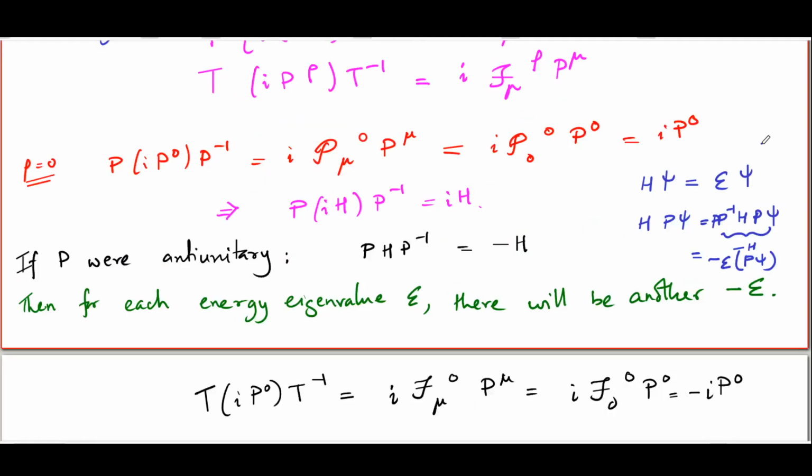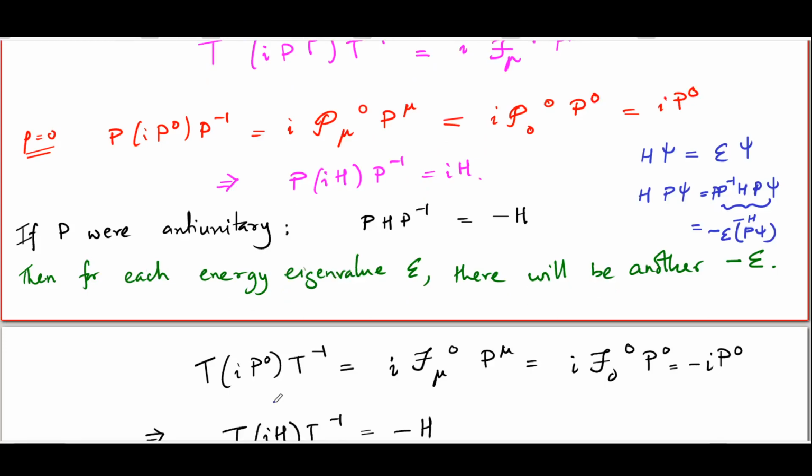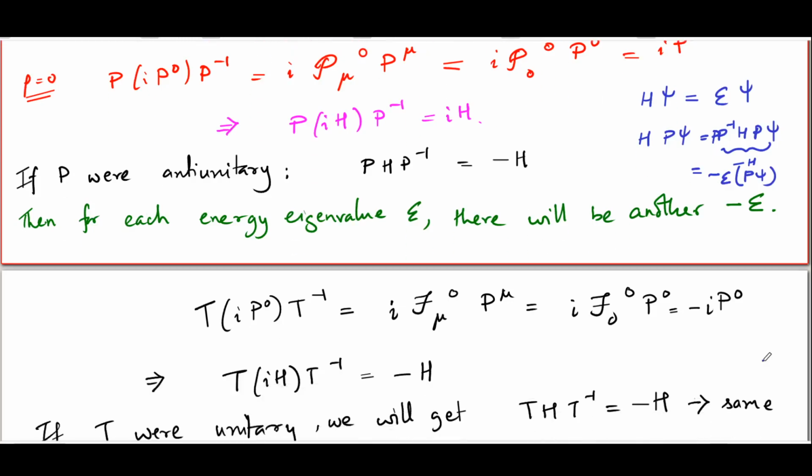A very similar argument can be made for the time reversal operator, starting from this relationship, capital T i P rho T inverse is i curly T mu rho P mu. Again, looking at the case where rho is 0, I get capital T i P0 T inverse is i times curly T mu 0 P mu, sum over mu of course, and once again curly T is a diagonal matrix. This gives you only one term, curly T 0 0 P 0, and since curly T 0 0 is minus 1, it gives you minus iP0. So the relationship for the time reversal operator becomes T iH T inverse is minus iH.